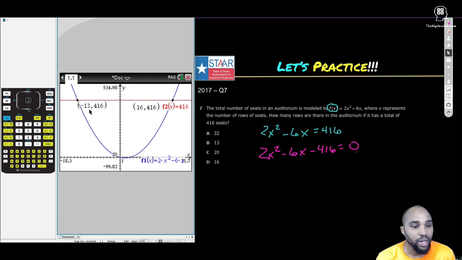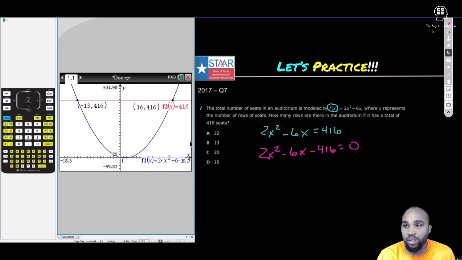So when I do that, I get negative 13. At negative 13, there's a 416, and at 16, there's a 416. Voila. So now we can see where they intersect when x is both of those. Now look, the answer choices become extremely easy. It's so exciting to do it this way because look, it's so simple.